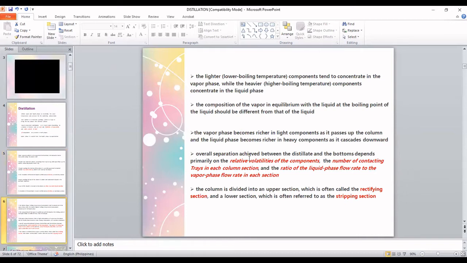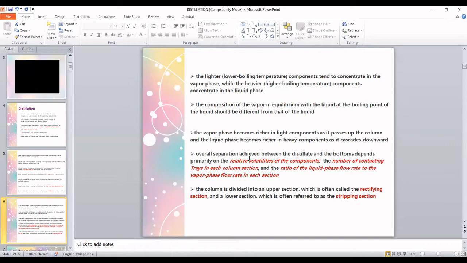Now, the lighter components, those with lower boiling point temperatures, tend to concentrate in the vapor phase, while the heavier ones, those with high boiling point temperatures, concentrate in the liquid phase. So meaning, class, those components in your original feed that have low boiling points tend to go with the vapor and leave as distillate in your condenser. Those that are heavier, those having high boiling points, are the ones that are withdrawn in your bottoms liquid.